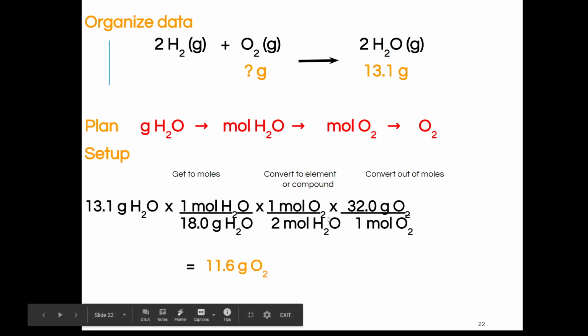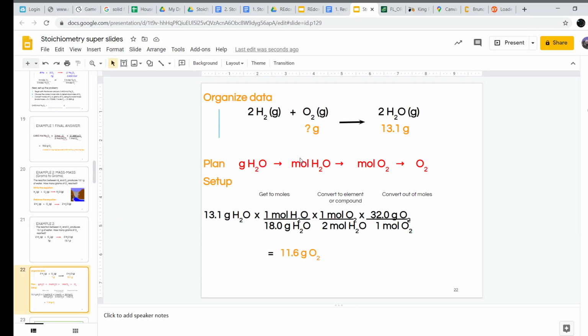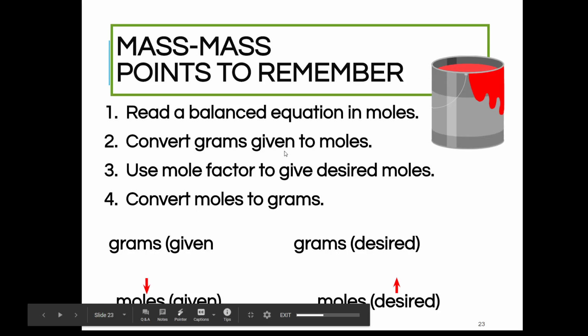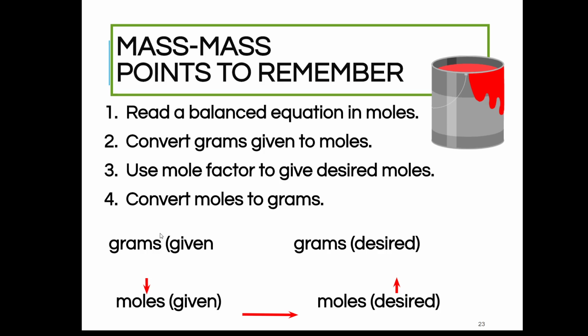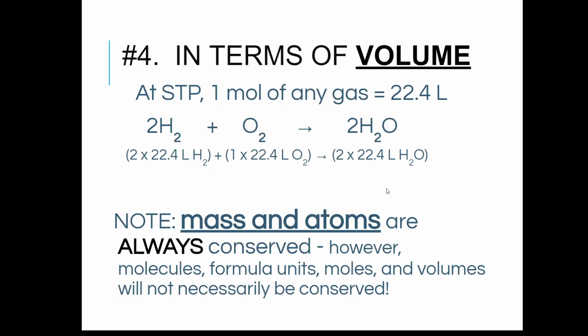The only exceptions to this general process are if you're working with solutions, in which case you'll have liters replace moles because you've already started with a molar volume. So this is just a general reminder that for a mass to mass, you're going to go from mass to moles, from moles given to moles desired, and then from moles desired to grams desired.